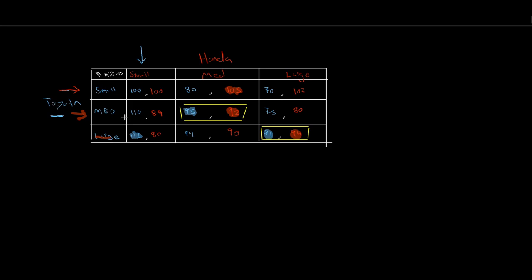If Toyota can move first, well, they're choosing ultimately between 95 or 91. Toyota would choose to go medium. However, if Honda got to choose first, they're looking between 92 or 94. So if Honda gets to move first, Honda is going to be choosing large. So first mover, that's going to end up influencing things.